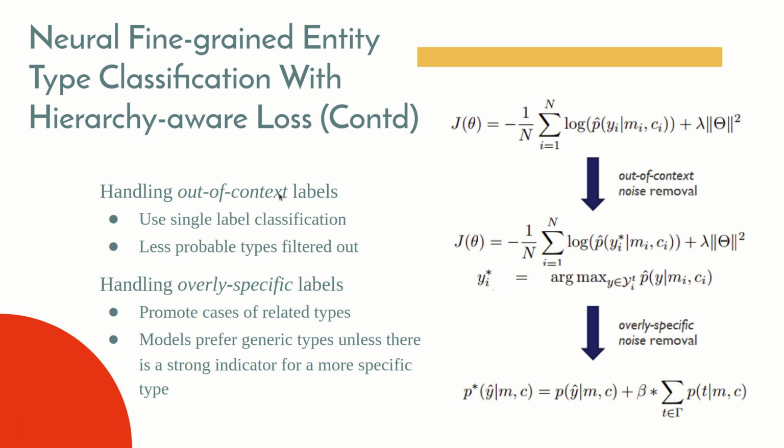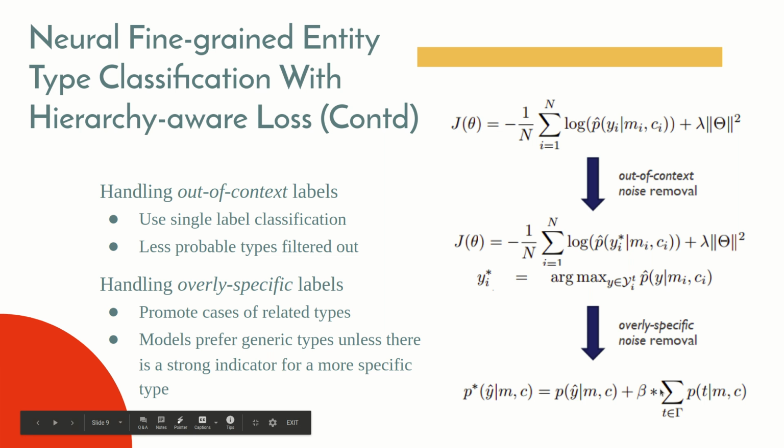The main contribution of this particular paper is how they handle overly specific labels. Overly specific labels are those where a model goes ahead and labels an entity with a label that cannot be discerned from the context. And so what this paper does is it penalizes a particular model for being too specific in nature. And thus a model will only go ahead and identify this particular entity with a very specific label if it's very sure.